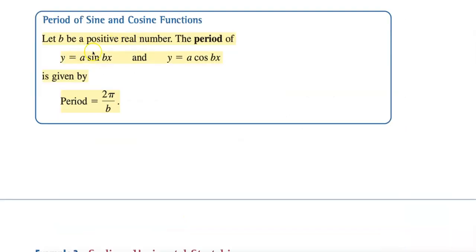Next is period. Period is about how long it takes to repeat itself, like I talked about over there. But there's a formula for it. Period has to do with the number next to your x, the coefficient of the x term. We consider that b, and the generic period is 2 pi. So if we want to find the period for any sine or cosine function, it's 2 pi over b. Let's go back and check that with our original graph.